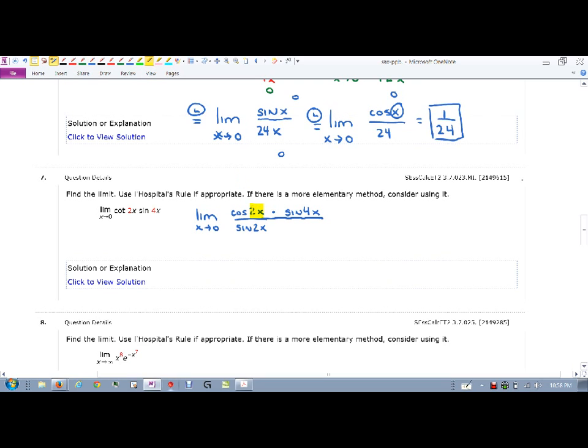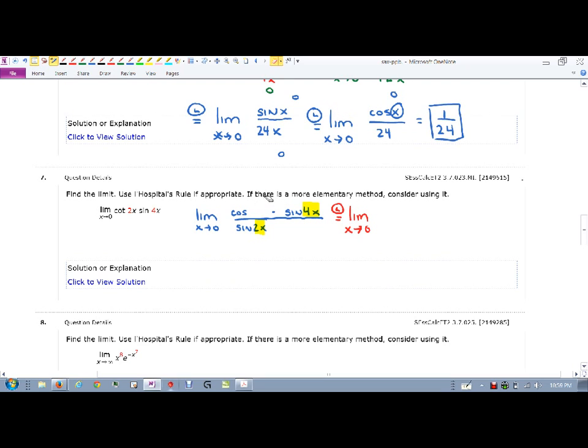Okay. Now, if I let x go to 0, cosine of 0 is 1. Sine of 0 is 0. Sine of 0 is 0. So I do get 0 over 0. I apply L'Hopital. Limit as x goes to 0. Now, the numerator, I take the derivative of the numerator up here.